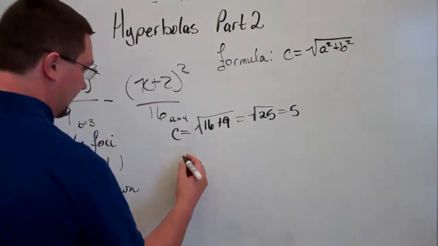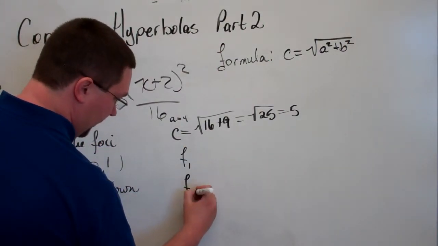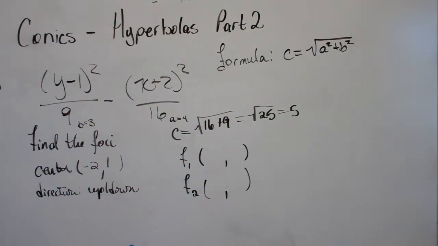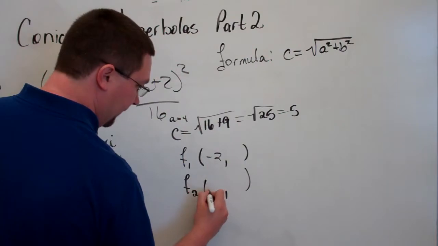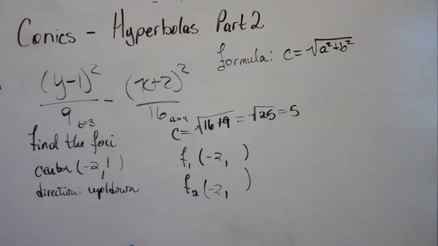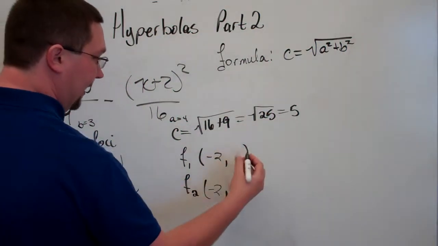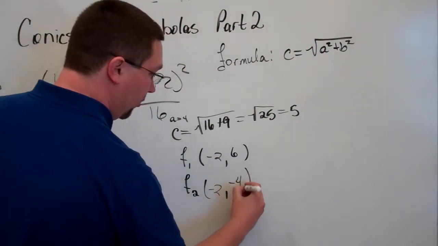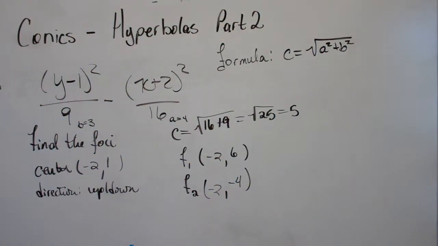So now let's find the foci. Focus 1, focus 2. Now, since it's up, down, all of our x values are going to be the same because they're on the same vertical line. So all our x values are -2, just like our center point. Now, to get our y values, we're going to do 1 plus 5 to get 6 for one focus point. And we're going to do 1 minus 5, which is -4, to get the y coordinate of the second focus point.